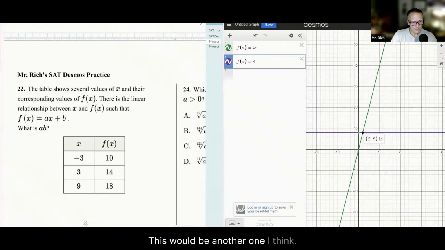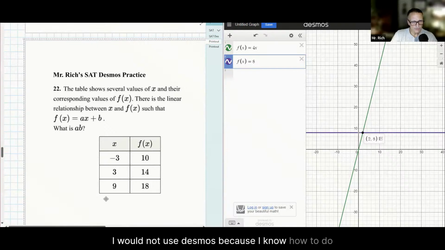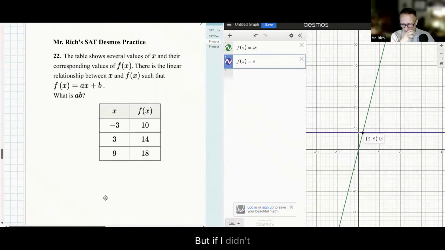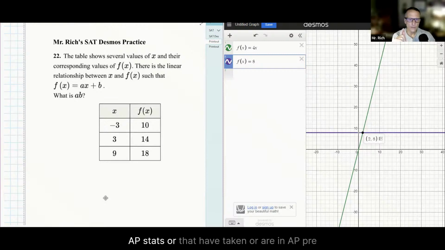This would be another one. I think I would not use Desmos because I know how to do this problem. But if I didn't, and I knew how to use tables, or actually, this is what we call regression. Those of you that have taken AP stats or are in AP pre-calc understand what regression is, where you take a table of data and find the line of best fit that passes through those points. This is saying that there's a table of values and they are a linear function such that f of x equals ax plus b.